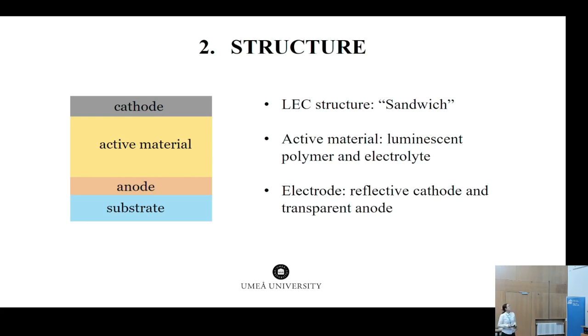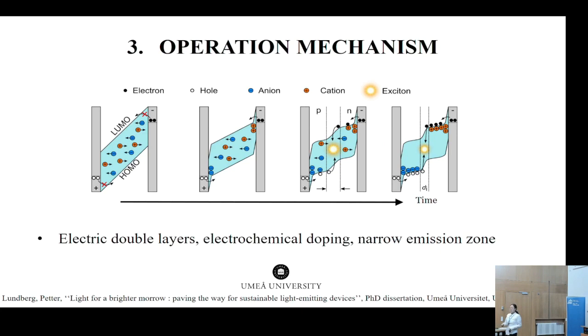Now, in this slide, I show these simple structures. For our research, we usually use this sandwich structure. The active material is sandwiched between electrodes, the reflective cathode and the transparent anode. In the active material, usually we include a luminescent polymer and electrolyte. This can also be some ionic semiconductor. If we bias between these electrodes, then there will be light emission from the active layer. This is the electroluminescent process.